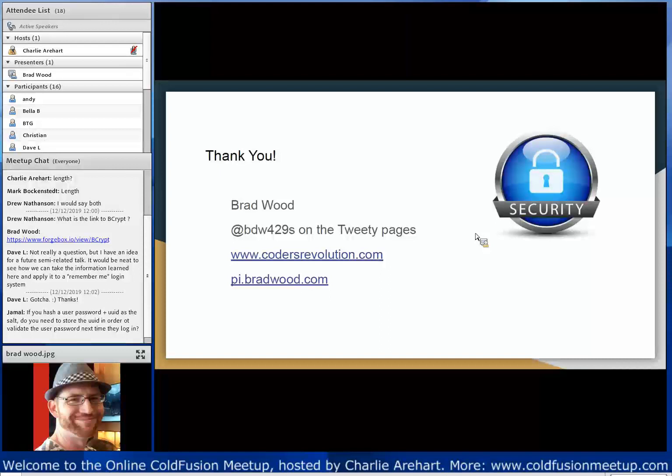If you use your password plus a UUID as the salt, do you need to store the UUID in order to validate the user password the next time I log in? It depends on what the UUID is. If it's, say, the user ID, because you use GUIDs in your database and you know what it's going to be the next time, then you can just recreate it. If you created a random UUID just using the createUUID function, yeah, you would need to store that in a separate column labeled salt or something, and then you could re-append it every time. So if it's not a UUID that you already have somewhere, you would need to store that.